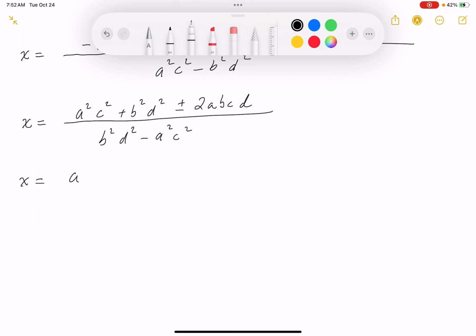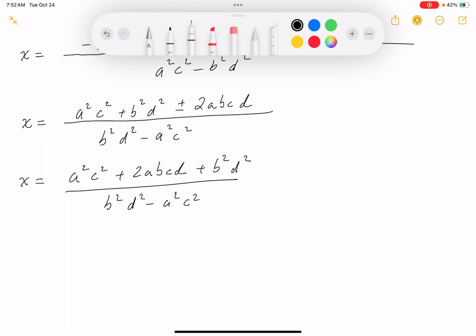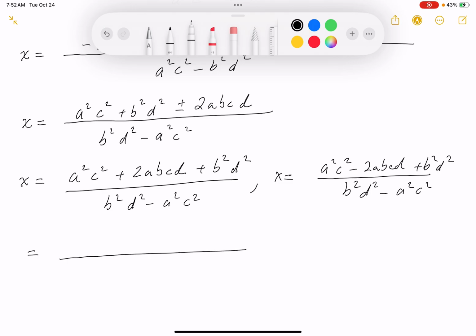Let me write this over here. So I'm seeing a squared c squared plus 2abcd plus b squared d squared, and on bottom, b squared d squared minus a squared c squared. I'm also seeing x equals a squared c squared minus 2abcd plus b squared d squared over b squared d squared minus a squared c squared. Wow, let's take a look at this now. On top here, I'm going to factor it. I'm also going to factor the bottom, by the way.